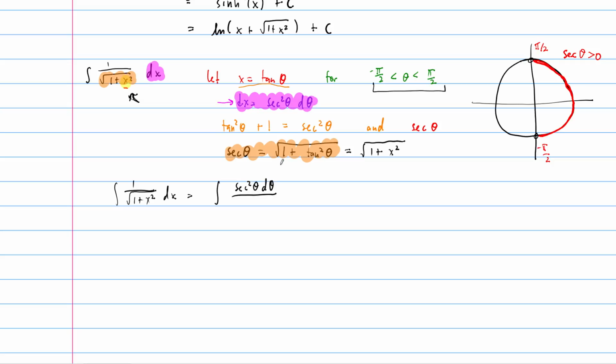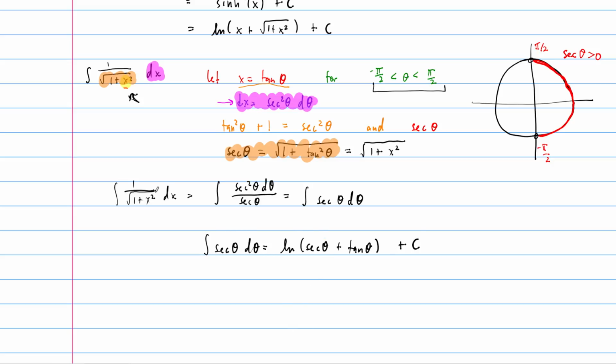Over, the bottom is just secant theta, right? And again, secant's never zero, and secant is always positive here. So we can cancel one of these, and this just then becomes the integral of secant of theta d theta. And this is one that we worked out in previous lecture videos, the integral of secant, but it turns out that the integral of secant theta d theta is equal to the log of secant theta plus tangent theta plus c, of course, right?